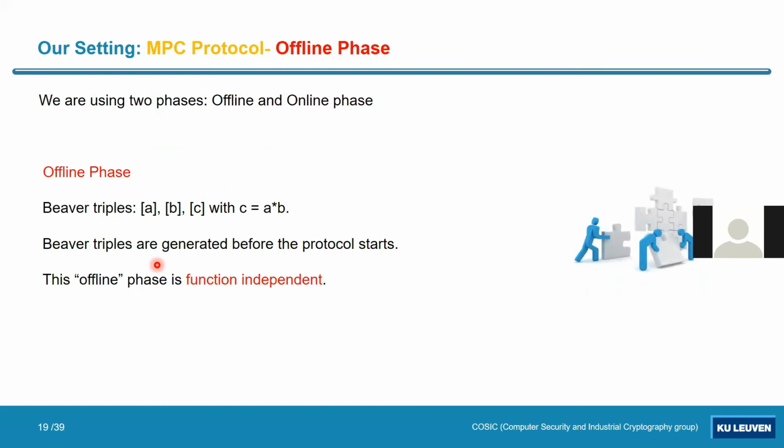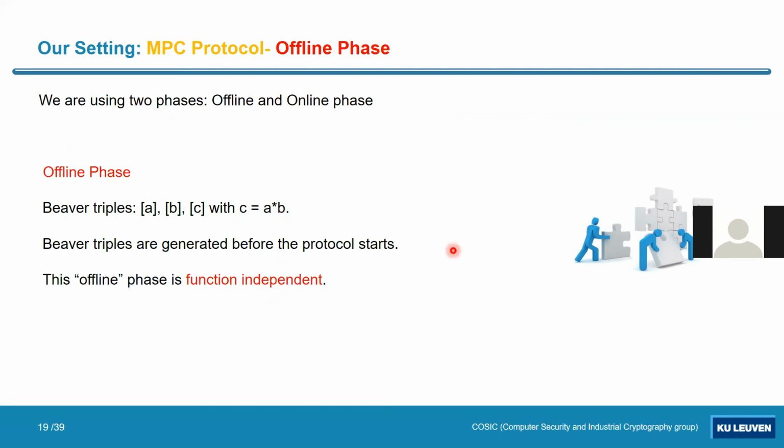For our Shamir secret sharing, in this protocol we have two phases: offline phase and online phase. In the offline phase, we are basically generating the stuff which will be used later in the online phase. For example, in the offline phase we are generating Beaver triples. Imagine that we have A, B, C, which are secret, with this condition: C equals A multiplied by B.